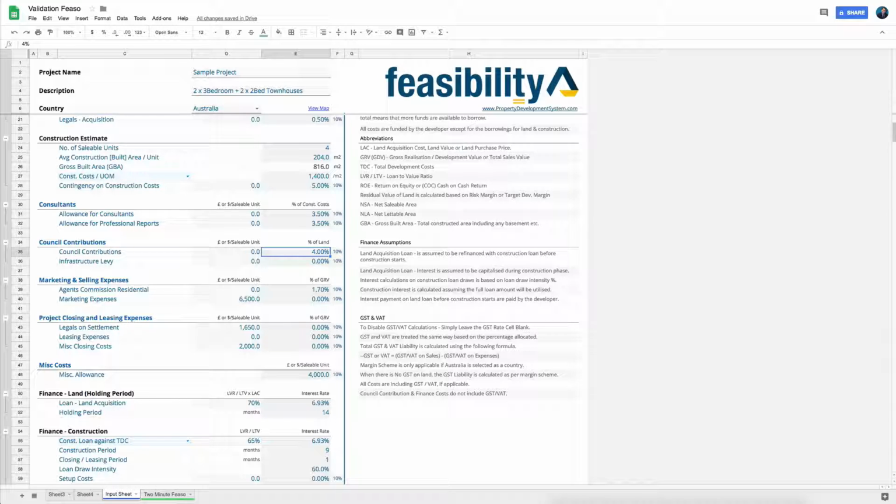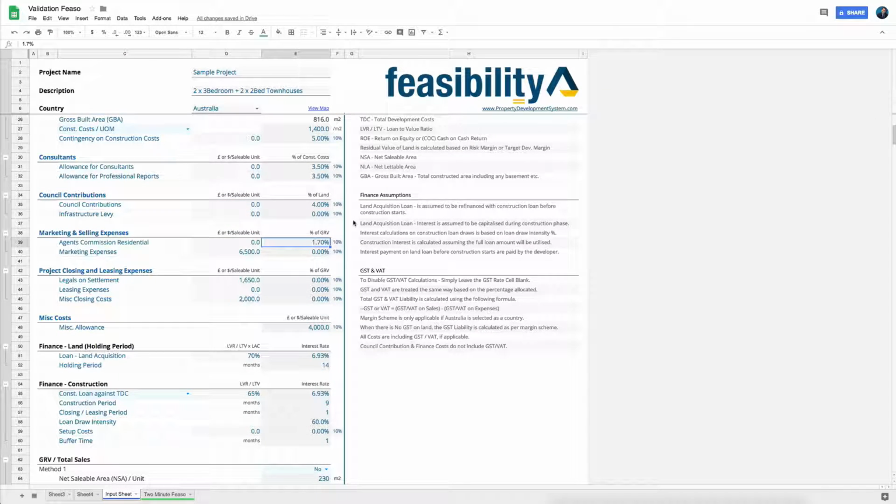If you don't know what they are, get in touch with your local council and figure out what the levies are that you will have to pay the council to be able to do that development, or any kind of infrastructure levy. Now, I'm allowing 4% of the land value, or you could find your council's calculator, put in your details there and get the number from there for something like this.